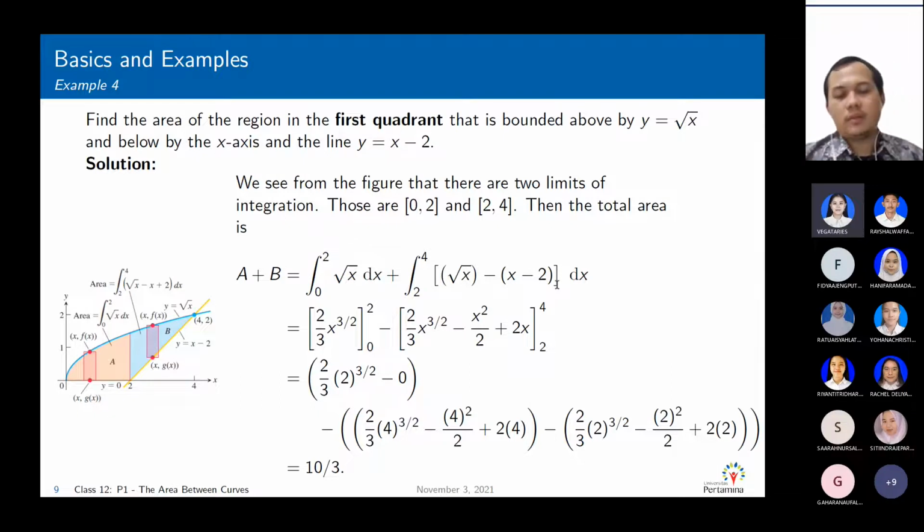Any question for this example? Is it clear?